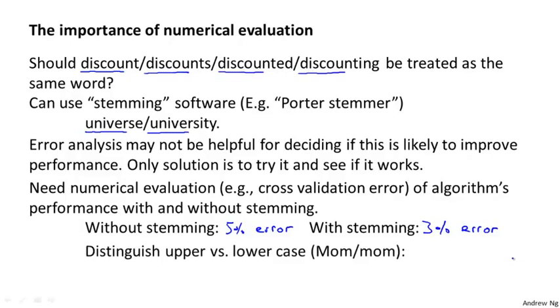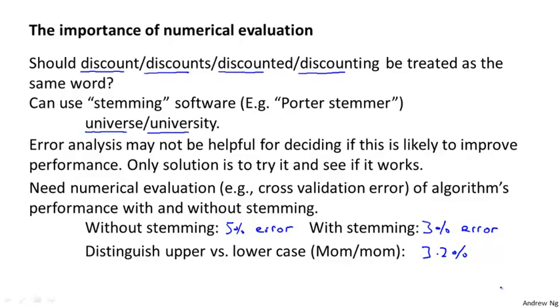And just as one more quick example, let's say that you're also trying to decide whether or not to distinguish between upper versus lowercase. So, is the word mom with uppercase M versus lowercase m, should that be treated as the same word or as different words? Should these be treated as the same feature or as different features? And so once again, because we have a way to evaluate our algorithm, if I stop distinguishing upper and lowercase, maybe I end up with 3.2% error, and I find that therefore this does worse than if I use only stemming, and so this lets me very quickly decide to go ahead and to distinguish or to not distinguish between upper and lowercase.